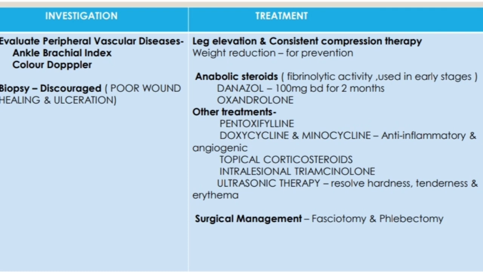Other treatments include anabolic steroids, which have fibrinolytic activity and are used in the early stages: danazol 100 mg BD for 2 months, and oxandrolone, which is used in females because of less androgenic activity. Other treatments include pentoxifylline, doxycycline, and minocycline, which have anti-inflammatory and angiogenic properties. Topical corticosteroid and intralesional triamcinolone can be given. Ultrasonic therapy helps in resolving hardness, tenderness, and erythema. Lastly, surgical management includes fasciotomy and phlebectomy.